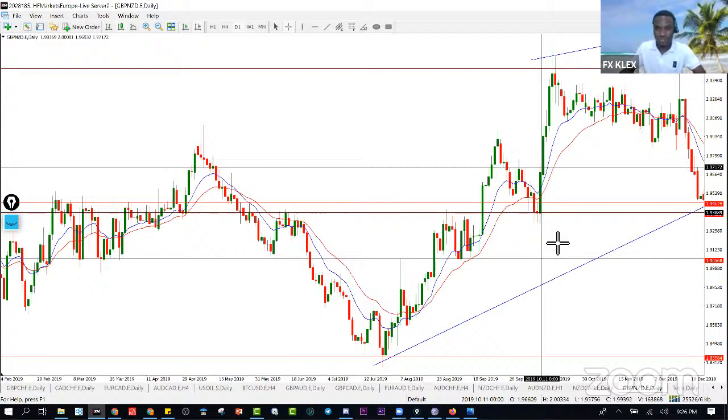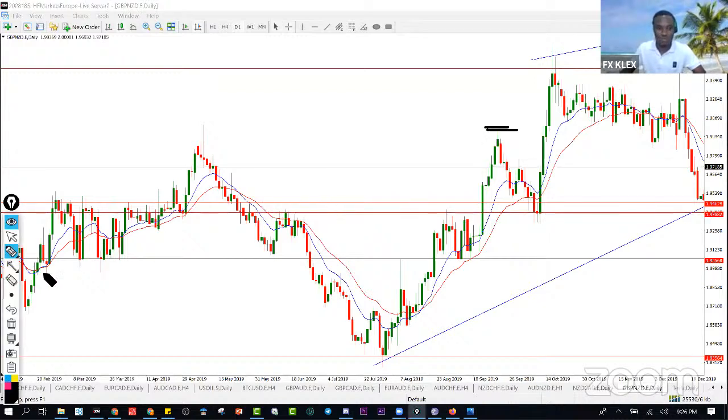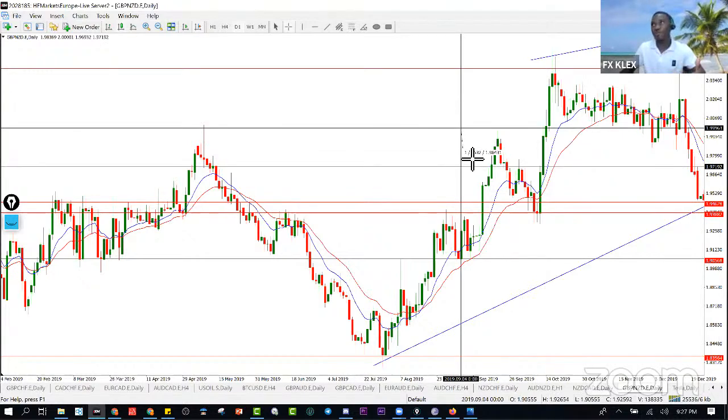So let's say, for example, I want to measure from this swing high of this currency pair right here, and then measure downward 150 pips. Let's see the distance right here, downward. You can see 150 pips is at this zone right here.